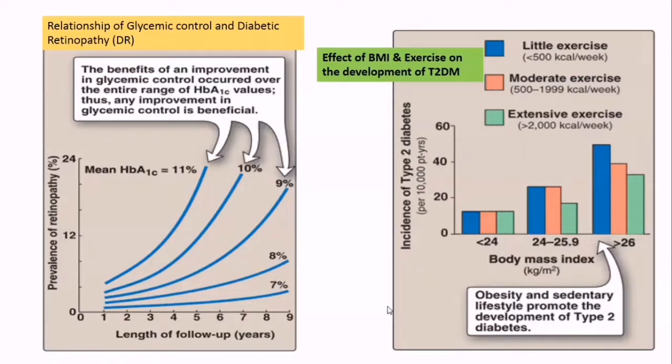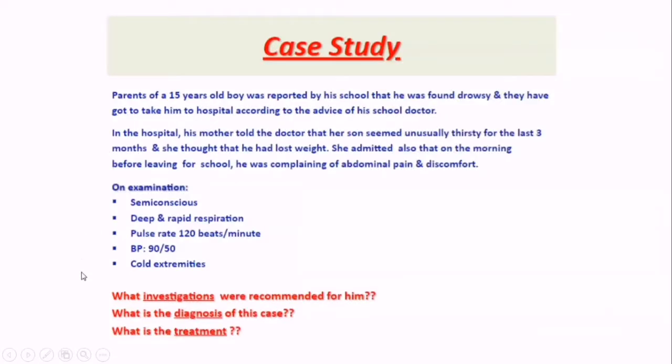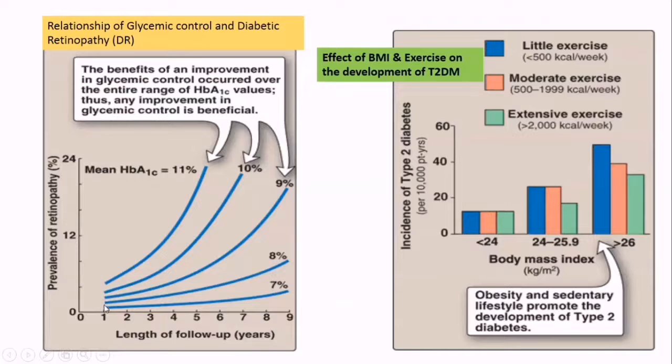So if you see the glycemic control and diabetic retinopathy development, the benefits of an improvement in glycemic control occurred over the entire range of HbA1c values. So here you can see the prevalence of retinopathy on the Y axis, length of follow-up in years with HbA1c values. So prevalence of retinopathy is very low when there is an HbA1c in the range of 7%, whereas if you take 11% HbA1c, then there is an increased prevalence of retinopathy, and these are in-between values.